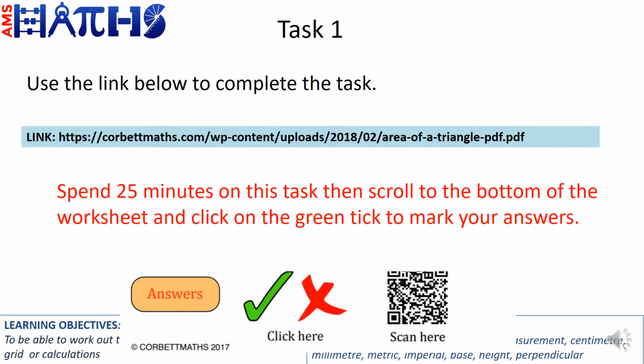Now we're on to task 1. I would like for you to go to show my homework and open the link that you're seeing below. Read the instructions for what you need to do for task 1. Spend no more than 25 minutes on the task. Then you'll scroll to the bottom of the worksheet. Click on the green tick to mark your answers. Once you've finished, come back to the video to continue with the rest of the lesson.